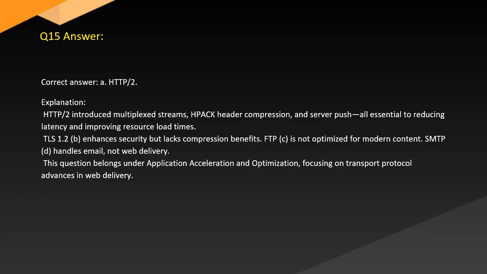Answer. Correct answer. A. HTTP/2. Explanation. HTTP/2 introduced multiplexed streams, HPACK header compression, and server push, all essential to reducing latency and improving resource load times. TLS 1.2, B, enhances security but lacks compression benefits. FTPS, C, is not optimized for modern content. SMTP, D, handles email, not web delivery. This question belongs under application acceleration and optimization, focusing on transport protocol advances in web delivery.